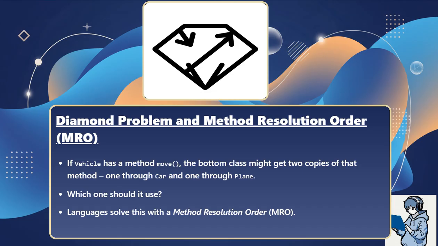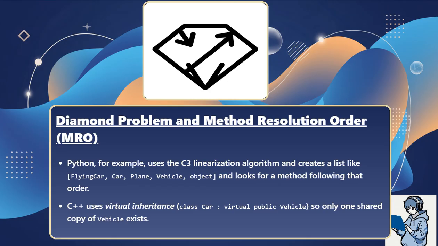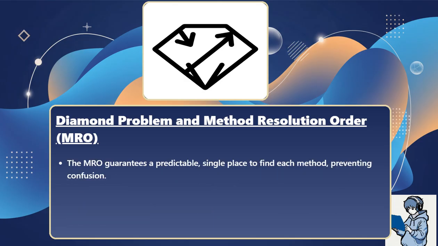Languages solve this with a method resolution order, abbreviated MRO. Python, for example, uses the C3 linearization algorithm and creates a list like flying car, plane, vehicle, object, and looks for a method following that order. C++ uses virtual inheritance, class car : virtual public vehicle, so only one shared copy of vehicle exists. The method resolution order guarantees a predictable single place to find each method, preventing confusion.